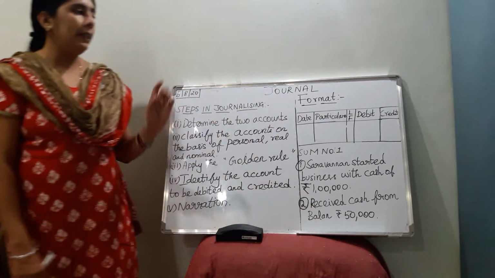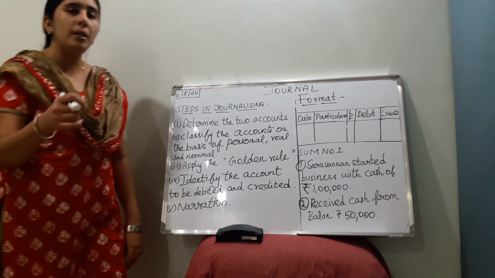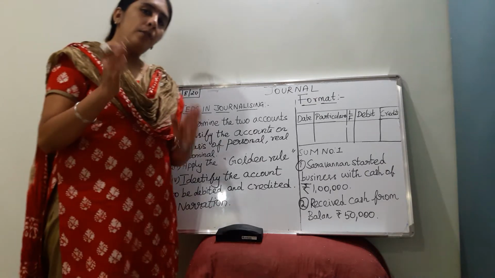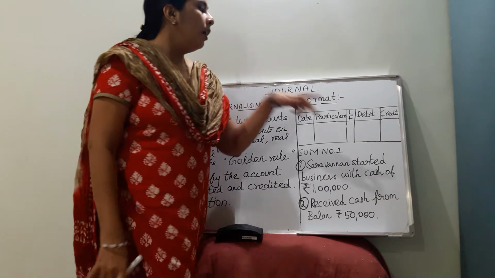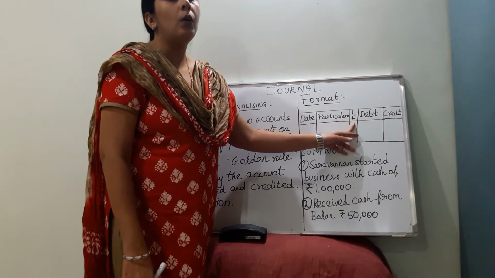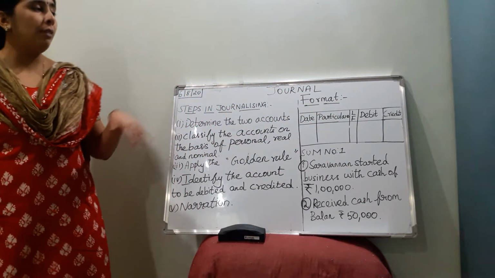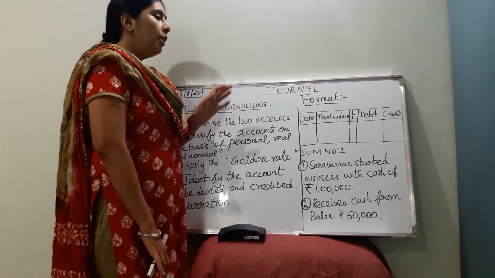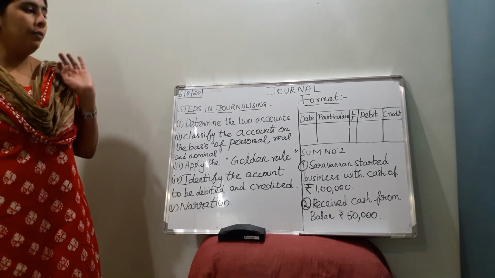Then you will write the ledger folio number. The ledger folio number is something like a page number, and we will learn about it later. Then the debit and the credit. Debit and credit should have the same amount; only then is the transaction right. If I write two different amounts, it doesn't make sense at all. So this is the format of a journal.